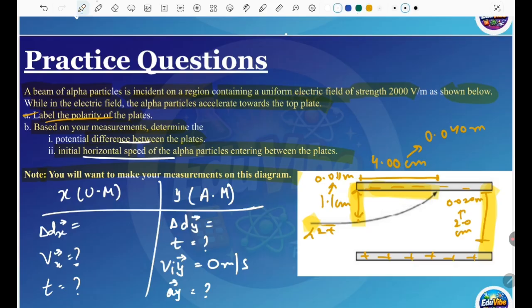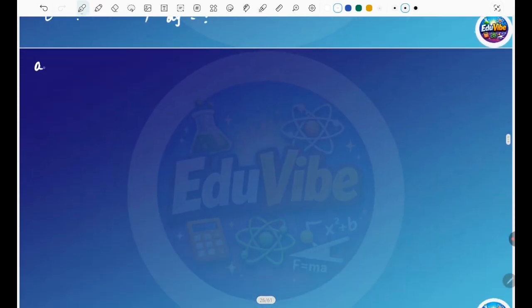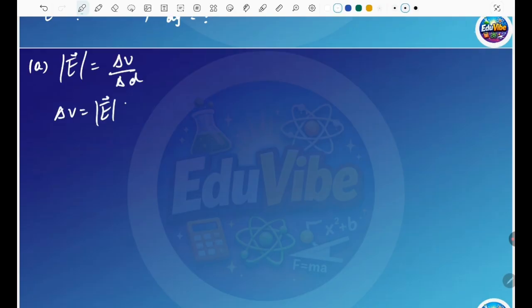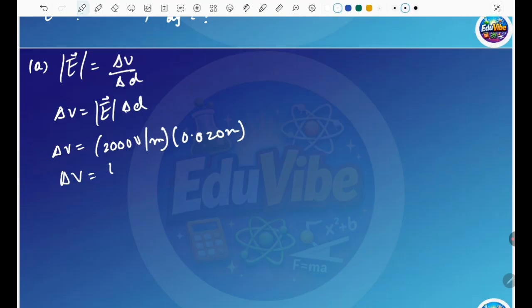So now we have dx, which is 0.040 meters, and this is 0.011 meters. Basically we have to find the potential difference. The electric field is equal to delta V upon delta D, so delta V is the electric field times delta D. The electric field is 2000 volts per meter, which is given to you. Delta D we already measured, which is this. When you multiply this, you get about 40 volts.